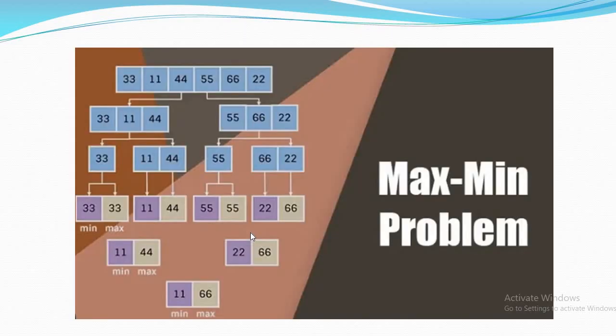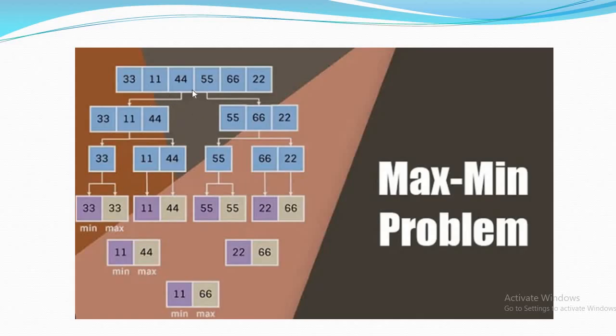So this is an example for the divide and conquer method. First, the given elements are 33, 11, 44, 55, 66, 22. So we get the maximum and minimum number. Let us derive this algorithm. Consider an array. The array contains 33, 11, 44, 55, 66, 22. Now from index 2 to n, we compare the array elements with the minimum and maximum elements. We are going to divide the elements here.